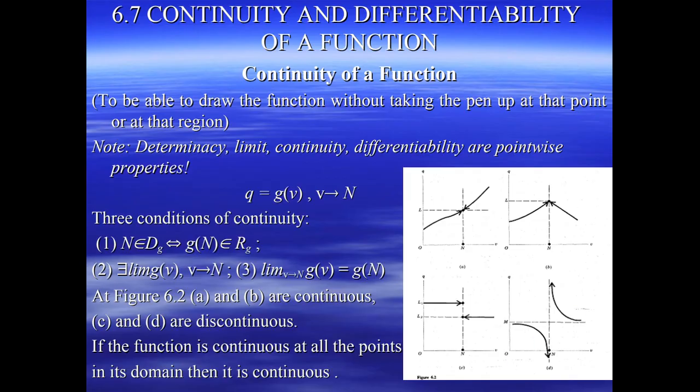All right. So we are at 6.7, the continuity and differentiability of a function, which is of course an important topic. Both are important, but this is quite an important topic as well. What does it mean, the continuity? Intuitively, it means to be able to draw the function without taking the pen up at that point or at that region. So if I can draw the graph of a function without taking my hand from the paper, then this is continuous.